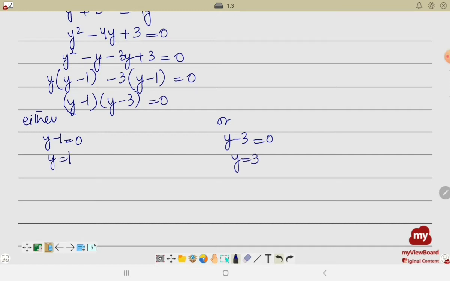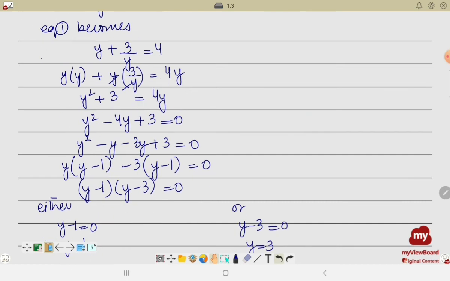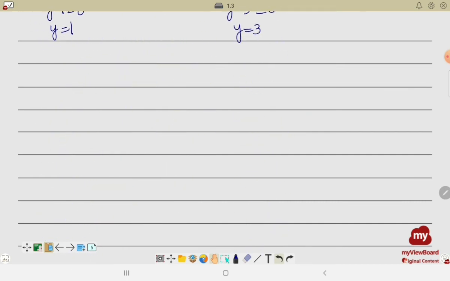So actually this is not the complete answer. What we supposed y as was 2x square plus 1 initially. So we have to do the back substitution. So instead of y, now we will write 2x square plus 1 equals 1, and again instead of y, we'll write 2x square plus 1 equals 3. So now we just have to solve it further and simplify it.